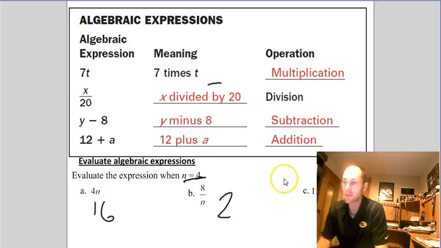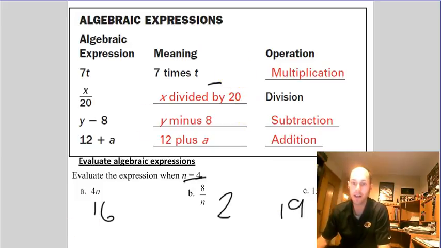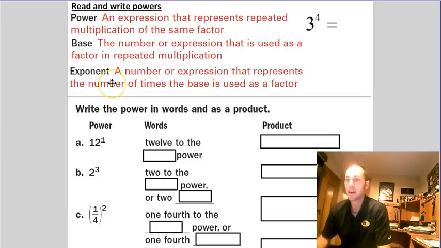And over here by my face, we've got 15 plus n. So 15 plus 4. Simplify that expression down as far as we can, we get 19. Okay, so that's the basic algebraic expressions that we'll be evaluating. Next, we'll get into powers. That's another operation that we can get to. There's some vocabulary in there that you'll want to copy down.